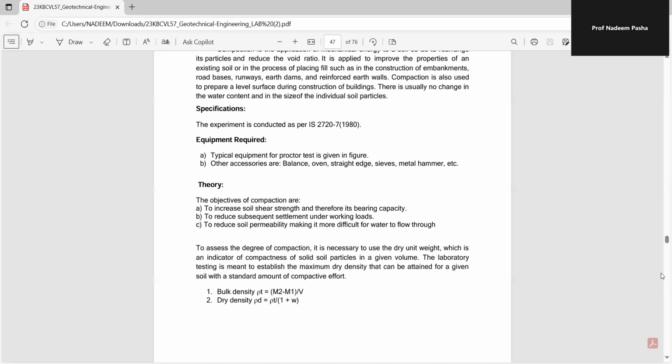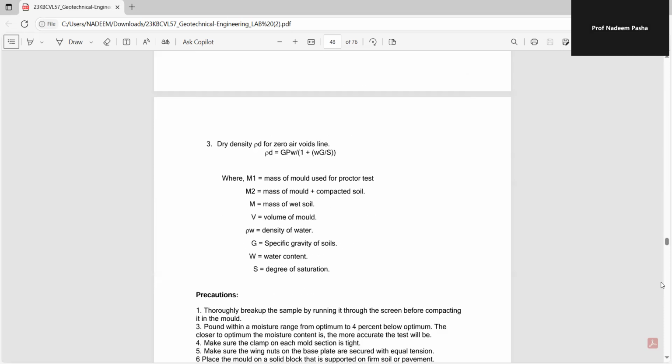Bulk density rho equal to M2 minus M1 by V. Dry density rho d equal to rho divided by 1 plus w. So the dry density rho d for zero air voids line is rho d equal to G rho w divided by 1 plus wG by S, where M1 is the mass of mold used for compaction test, M2 is the mass of mold plus compacted soil, M is mass of wet soil, V is volume of mold, rho w is density of water, G is specific gravity of soil, w is water content, and S is degree of saturation.